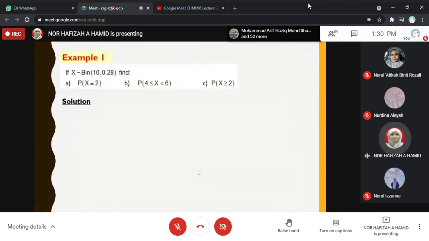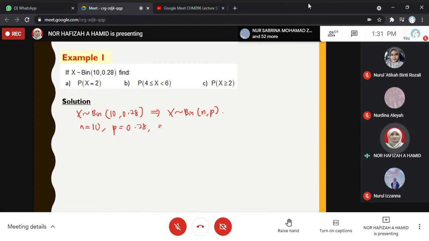For example 1. You are given X distributed with binomial 10 and 0.28. If you compare with the general form for the binomial, we have binomial N, P. So it means N is equal to 10, P is equal to 0.28, and you need to calculate Q. Q is 1 minus P, so 1 minus 0.28 equals 0.72.